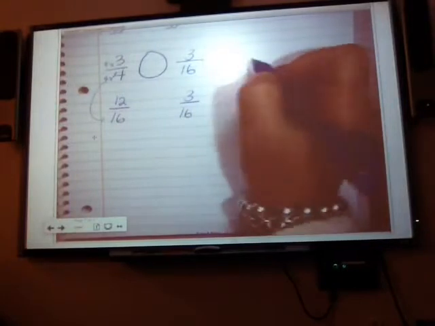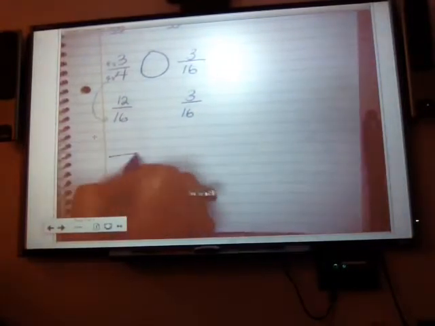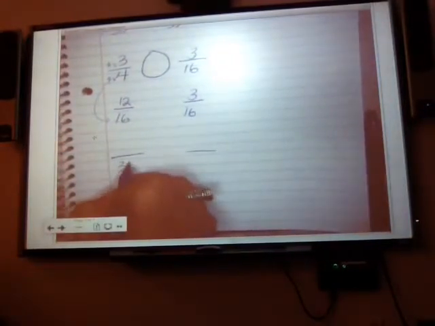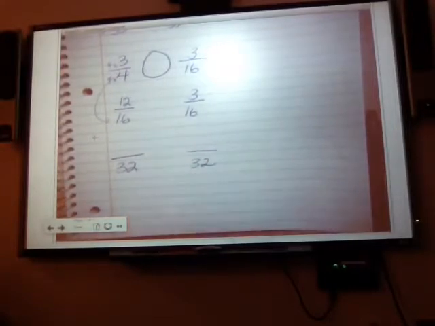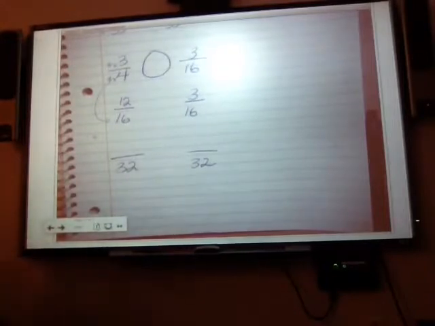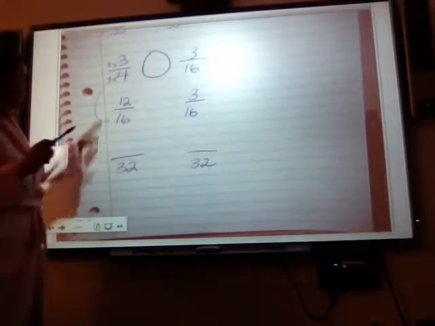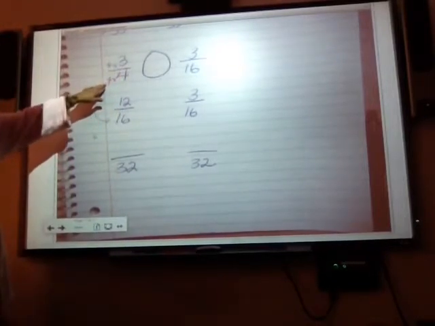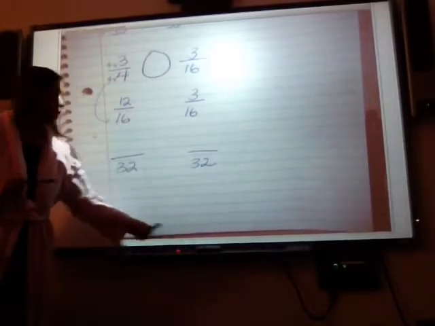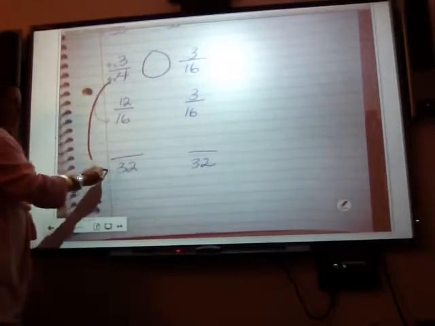Okay, I'm going to throw you a kicker here. Somebody in my last class said 32. Is that fair? Can this be done? Yes. Okay, tell me some reasons why it can be. Going back to my original fraction, did I do something from 4 to get to 32?